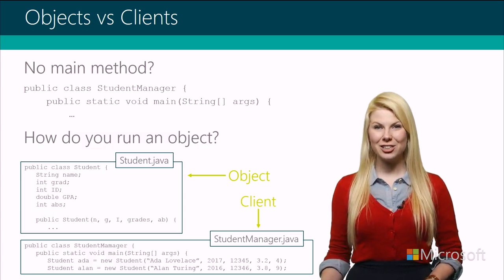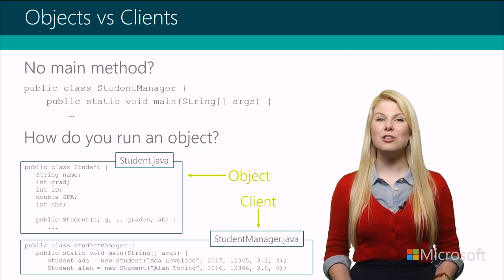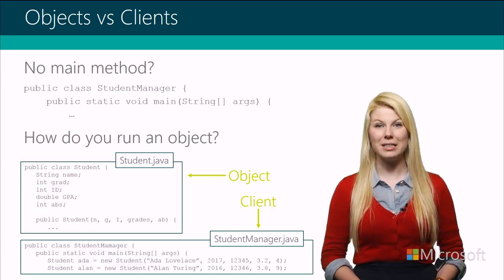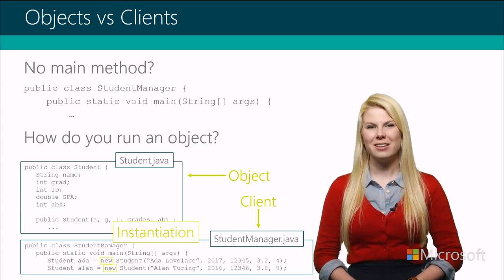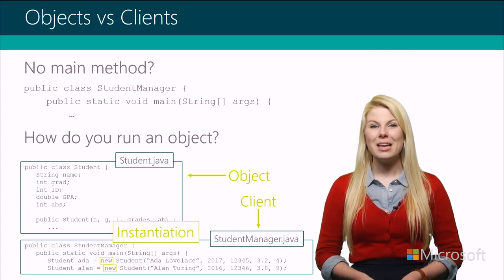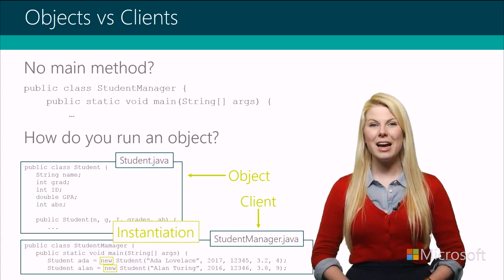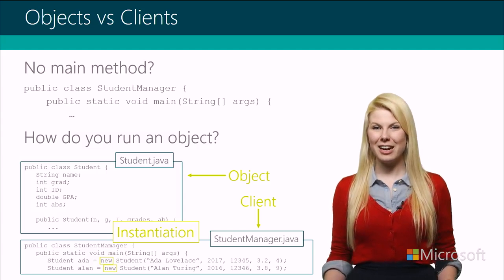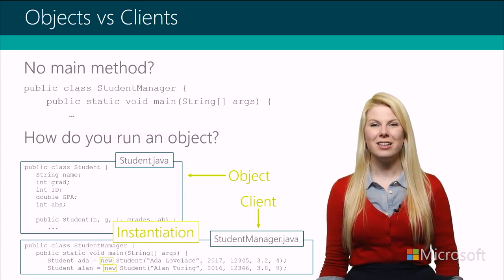The StudentManager code is called the client. It has a main method, and it's using the Student like a tool. It's a client of the Student's options that it provides. And when I'm in my client and I use the keyword new, I create a new instance of my Student, and I can use it however I see appropriate. I can make as many students as I want.